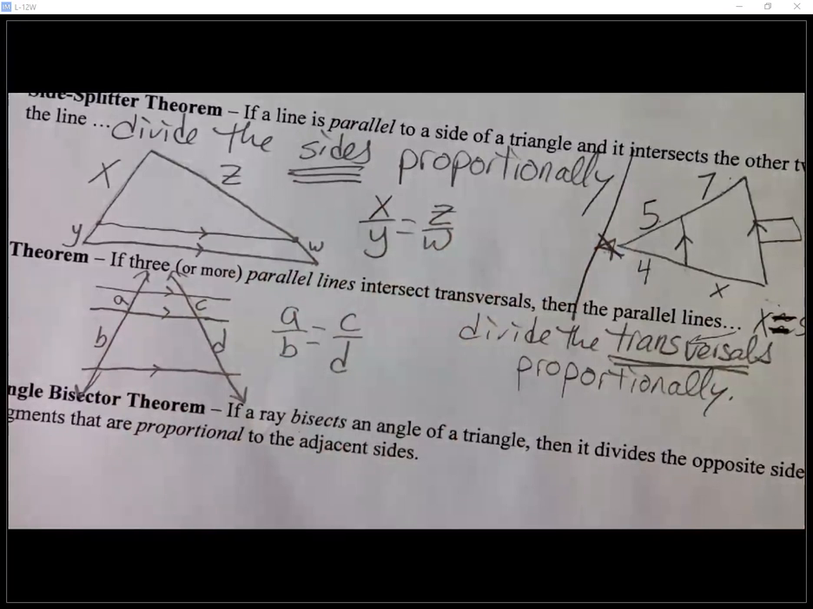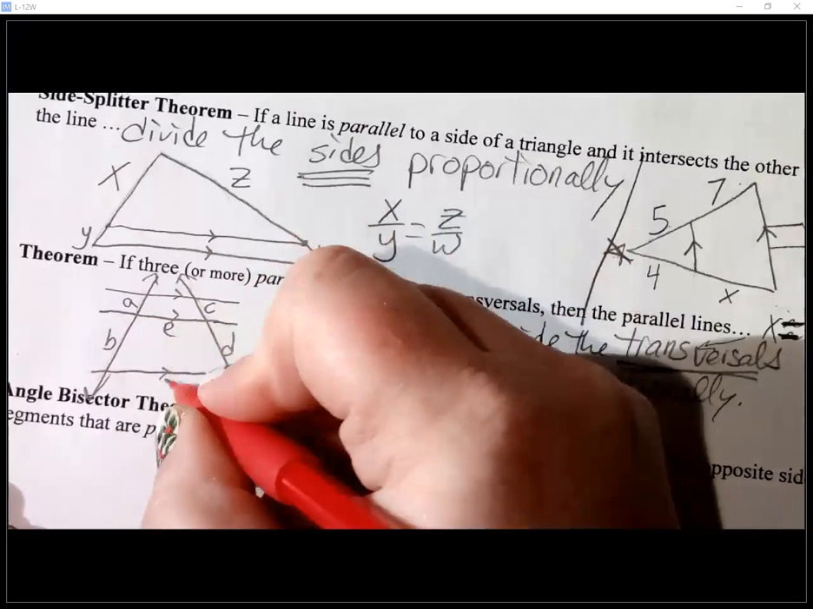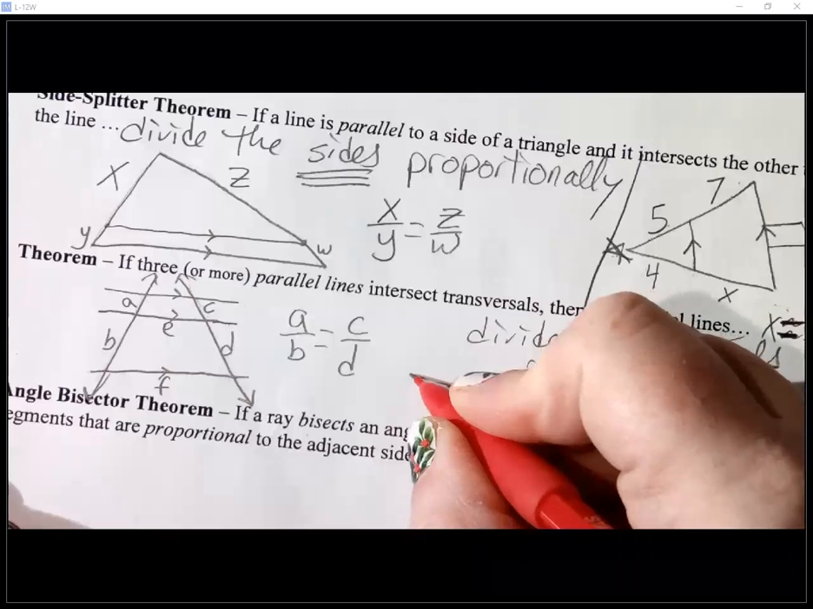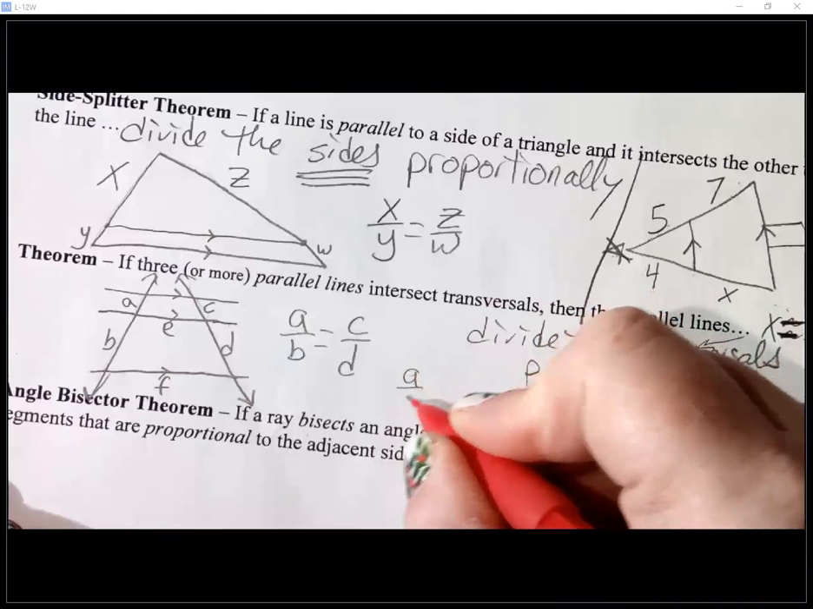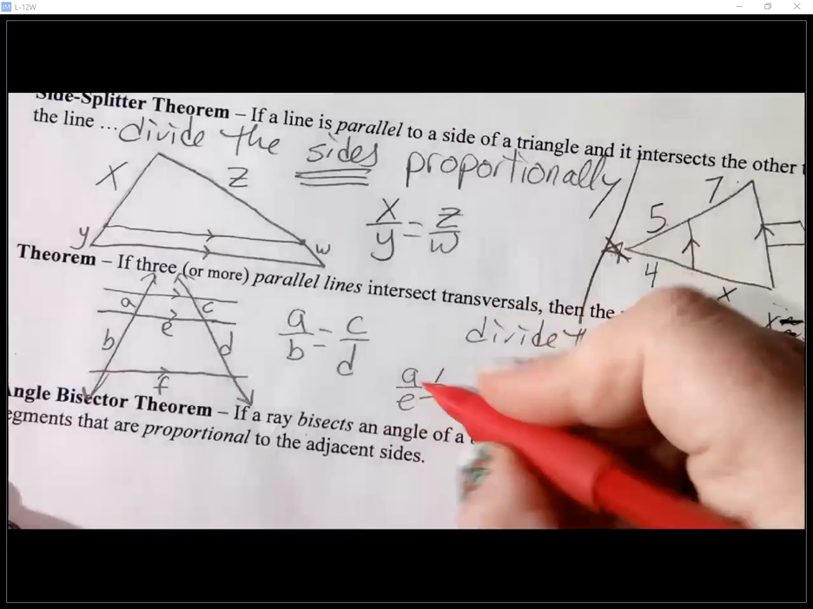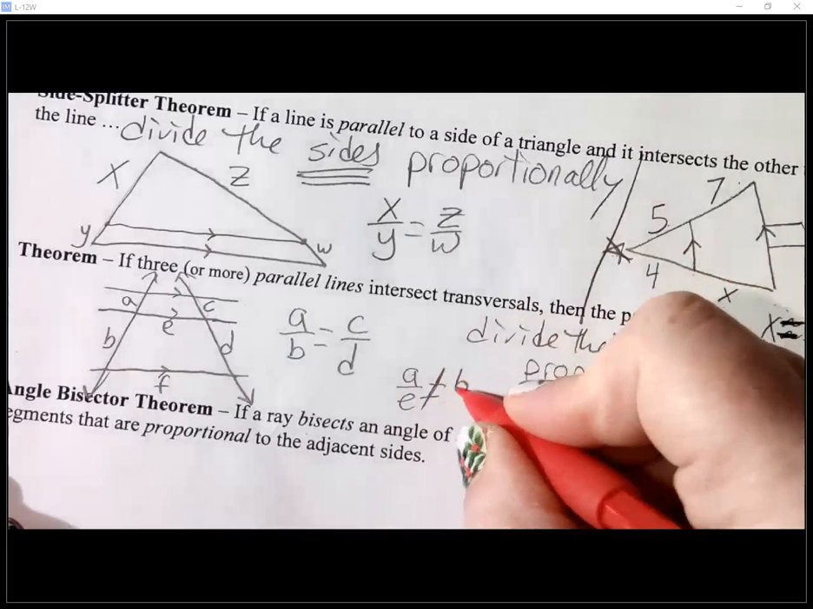So in fact, let me add that on there. Let's say that's length E and that's length F. So you could not say, for example, everybody tries to do this, A over E is not going to be equal to B over F. You can't do stuff like that.